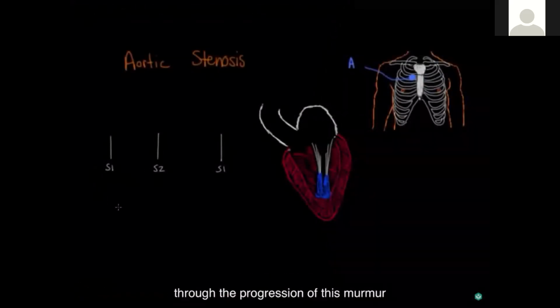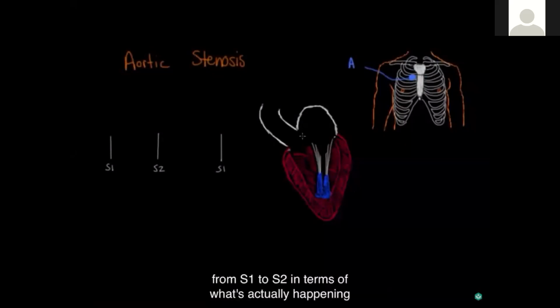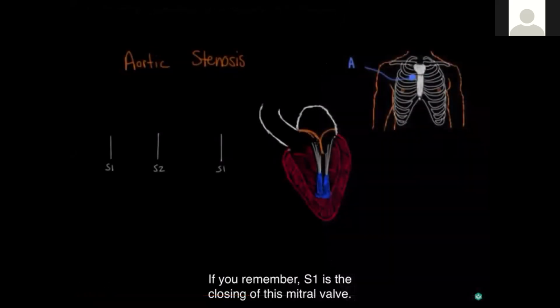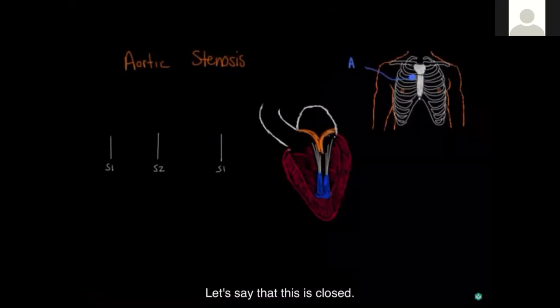And what I'm going to do is take you through the progression of this murmur from S1 to S2. S1 is the closing of the mitral valve. And so let's say that this is closed, and that closing is going to cause what we hear as S1. Now when that closes, the heart actually begins to contract, but it's contracting against a closed aortic valve. And so this valve at this point is closed.